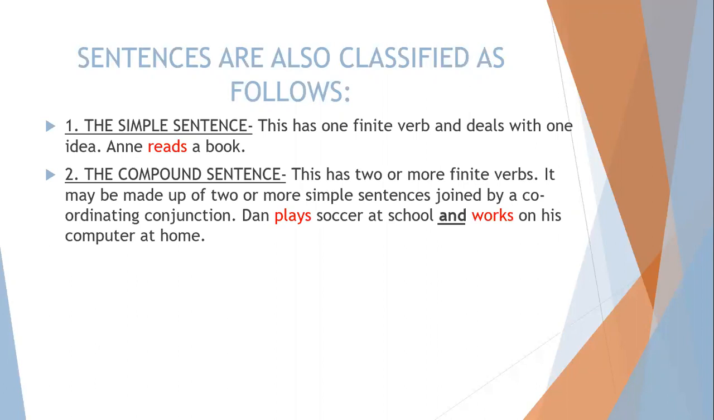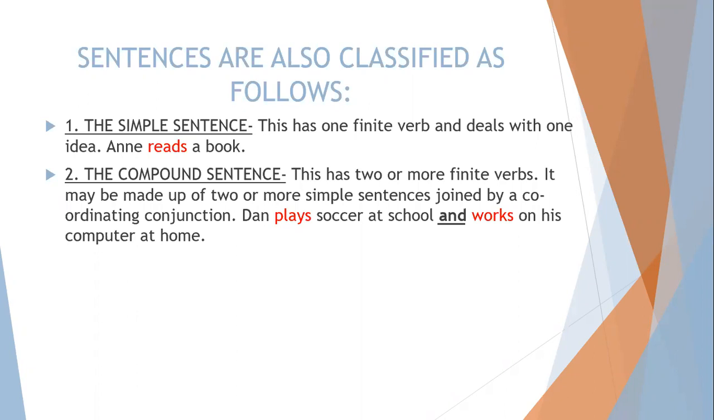Then your compound sentence, this has 2 or more finite verbs. So once again, you have to know what finite verbs are. It may be made up of 2 or more simple sentences joined by a coordinating conjunction. So once again, 2 simple sentences that can stand alone, joined with a coordinating conjunction. We had a look at what coordinating conjunctions are when we looked at the comma splice error, but just a reminder, remember the acronym FANBOYS. And those are your coordinating conjunctions. So for, and, nor, but, or, yet, and so.